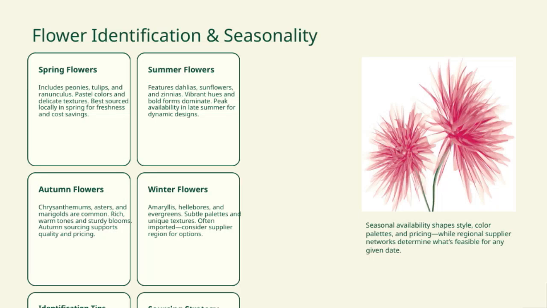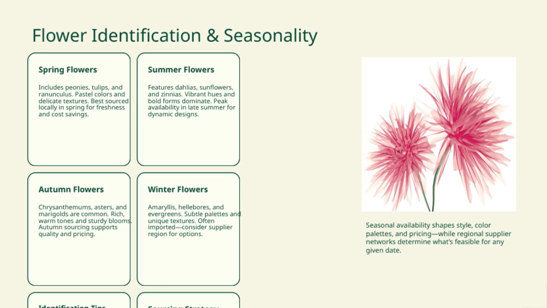Let's talk about how seasonal availability influences our floral choices, from style and color palettes to pricing. The types of flowers we can source are heavily affected by the time of year, and this shapes the overall look and feel of our arrangements. Regional supplier networks also play a crucial role, as they determine what's feasible to get on any given date. When developing our sourcing strategy, it's important to organize flower types by season and region. Building strong relationships with local suppliers can really improve access and help us negotiate better prices.